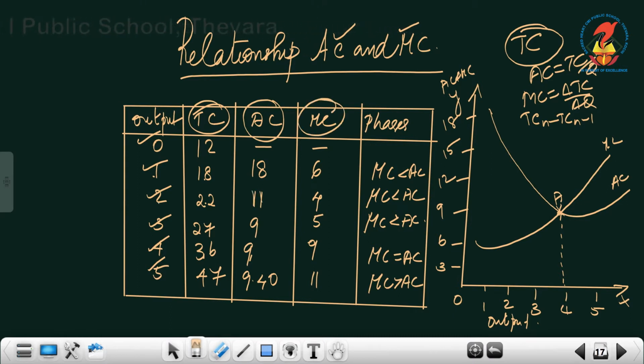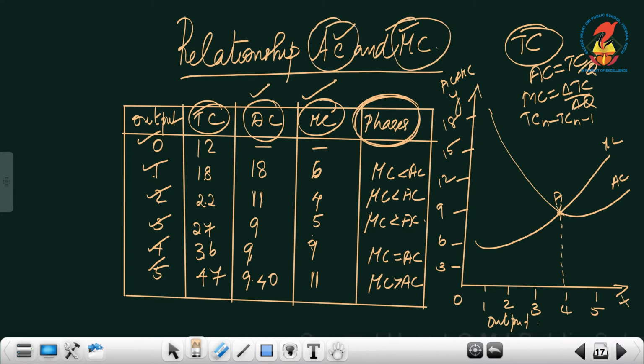Now MC is TCn minus TCn-1. So with that we have found the values as 6, 4, 5, 9 and 11. The same table is used throughout. Okay. Now based on this, we have written different phases of MC and AC. We are learning about the relationship between AC and MC.